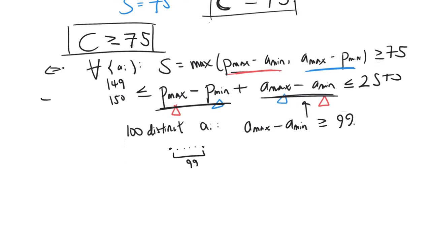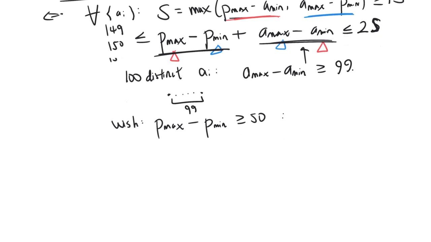And that already brings us very close. So basically what remains to be shown is that P max minus P min is at least 50. So how can we show something like this? Well, recall that for any I at least 2, AI is equal to PI minus PI minus 1, per the definition of prefix sums.